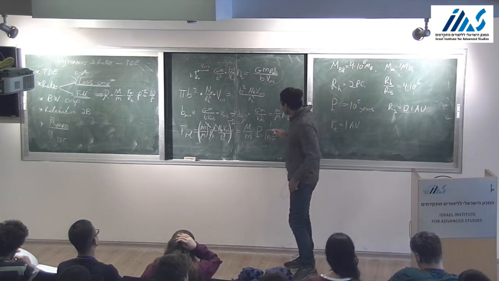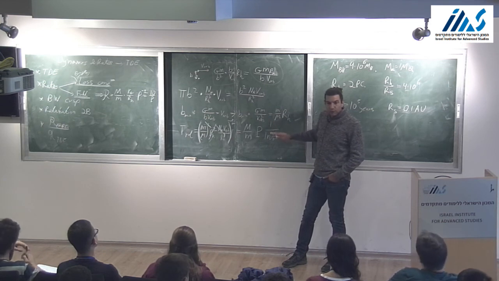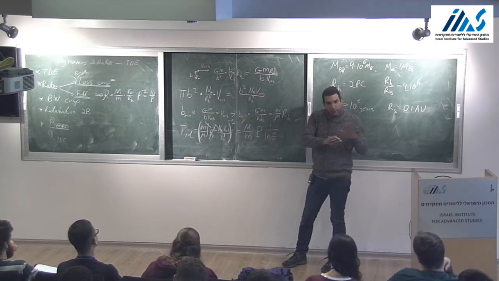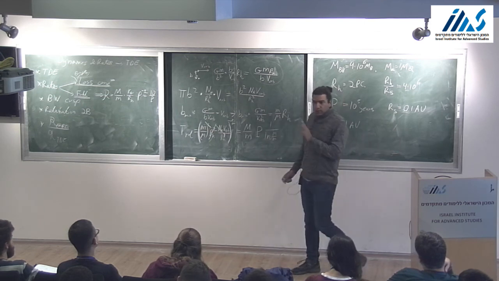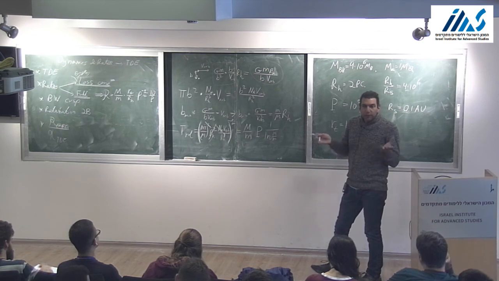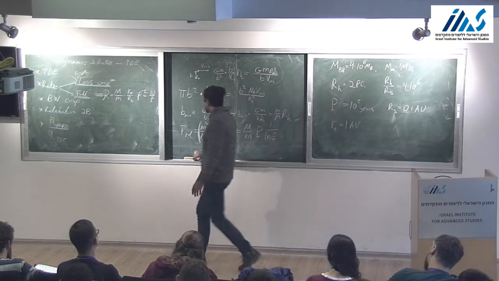So this is the time that it will take to completely change the velocity of an orbit, from an orbit that looks one way to an orbit that looks completely different. But I don't need to do such an extreme job. I only need to change the angular momentum by a small amount, which is delta J, to refill the loss cone.